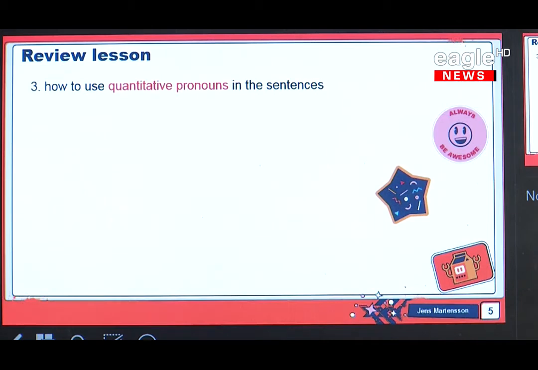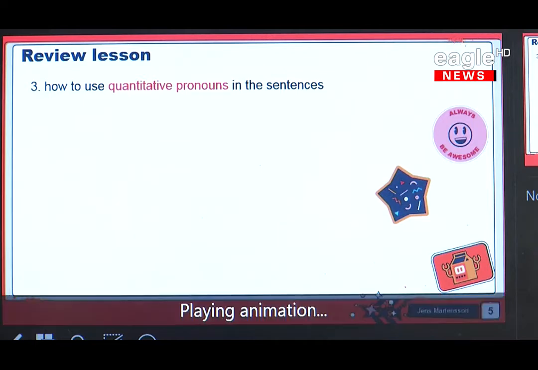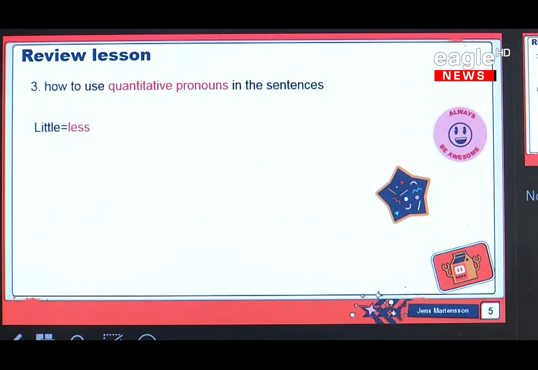Next, number 3 is how to use quantitative pronouns in the sentences. First quantitative pronoun is little. Its comparative form is less. For example, people should eat less fat to reduce the risk of heart disease.